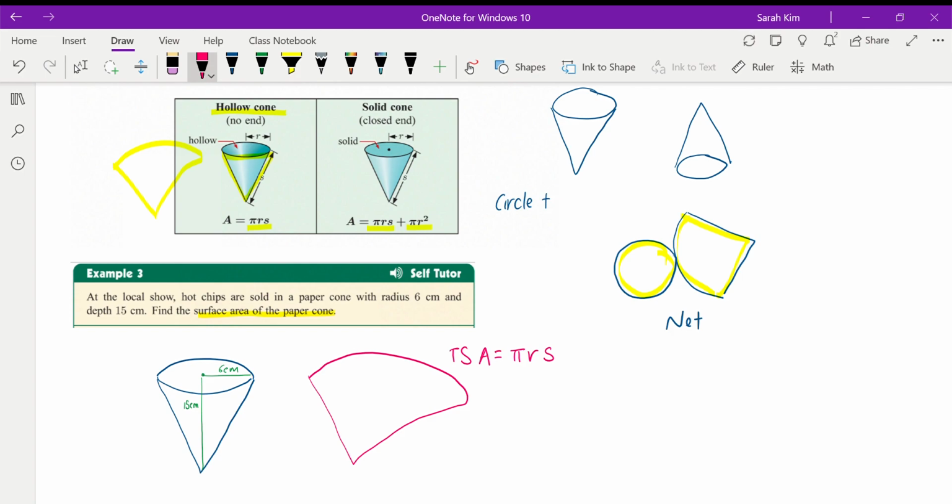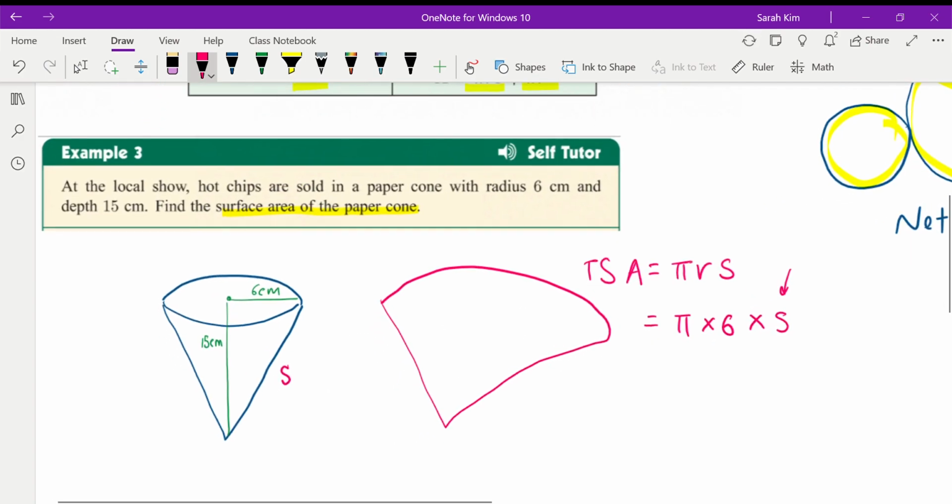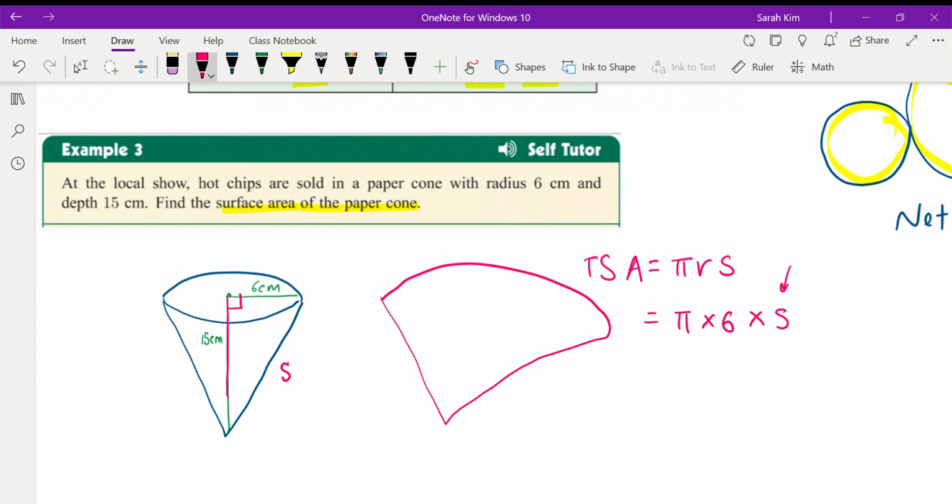And this is where it gets a bit tricky. I know my radius, 6. But do I know my S? I don't at the moment, so I need to figure it out. S is this slant part. If you have a close look, hopefully you see a bit of a right angle triangle. So it's a bit of problem solving there. You label your triangle using A, B, and C. This one's C because it's opposite from the right angle. A and B doesn't matter.